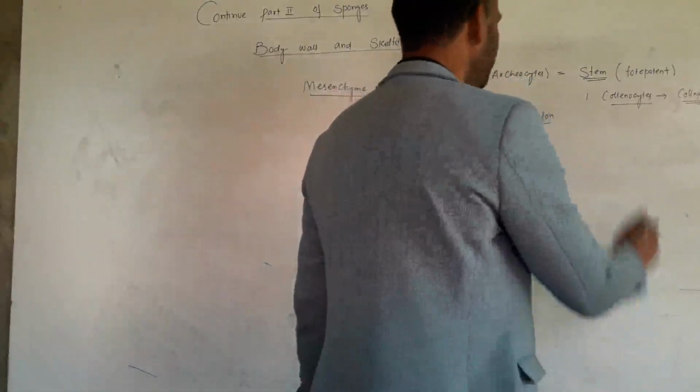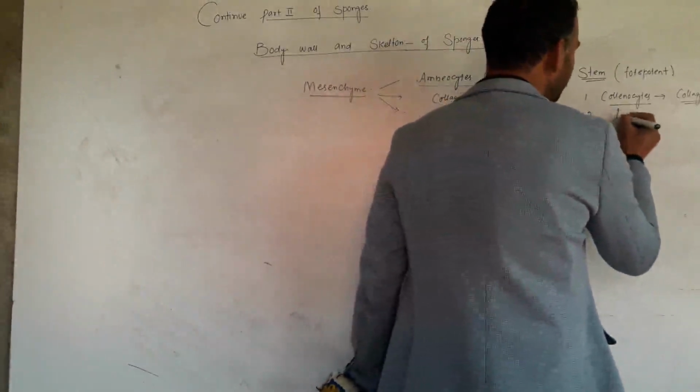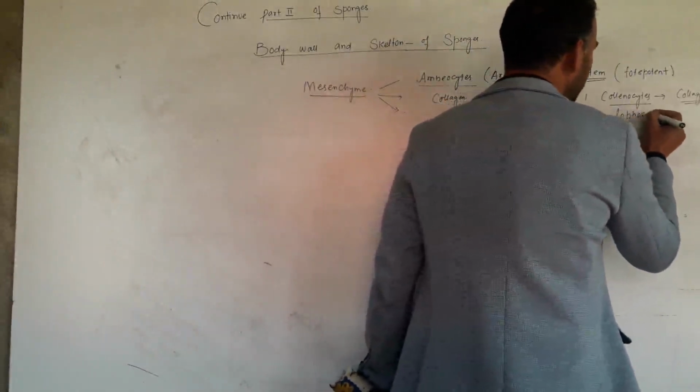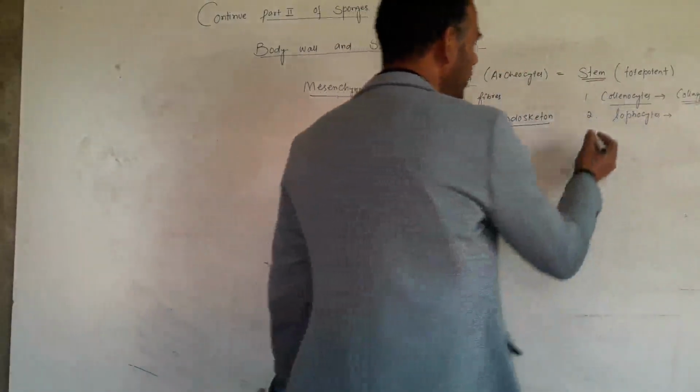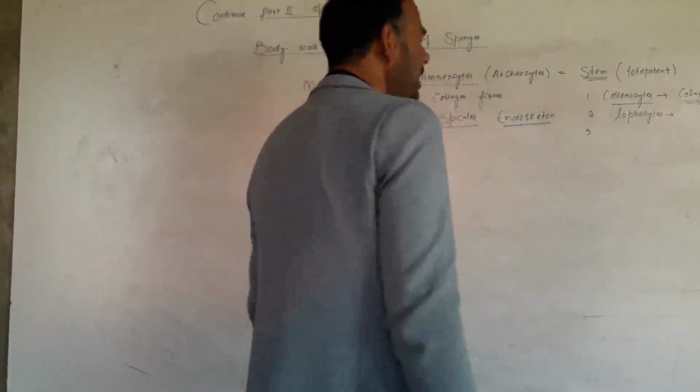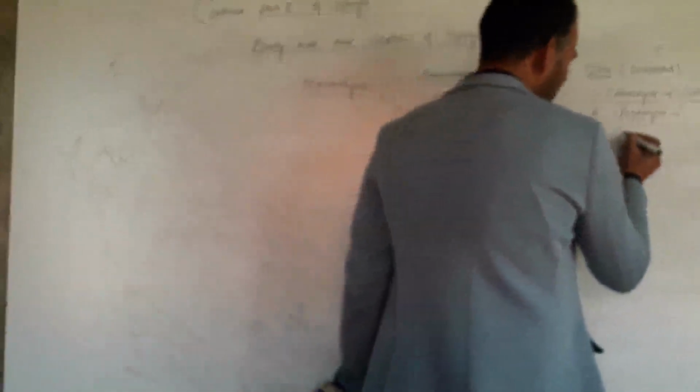of the sponge. Lophocytes can also give rise to collagen fibers. These archaeocytes can give rise to chromocytes.